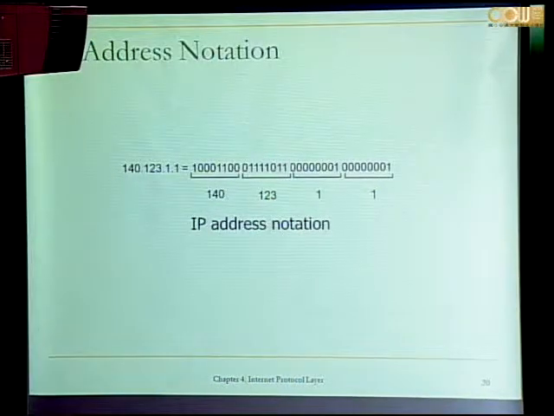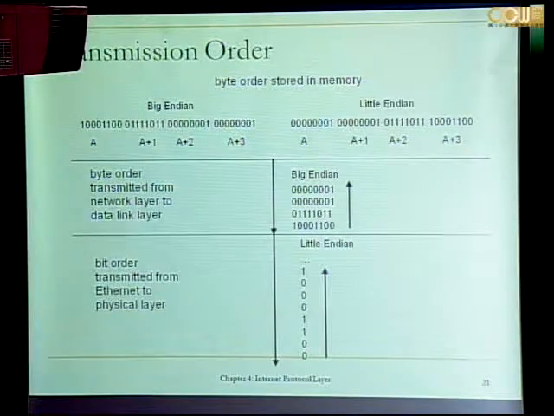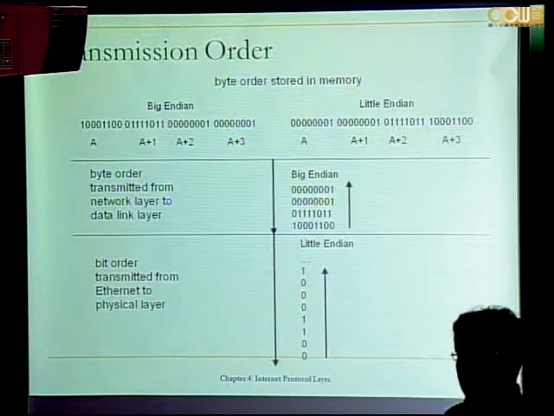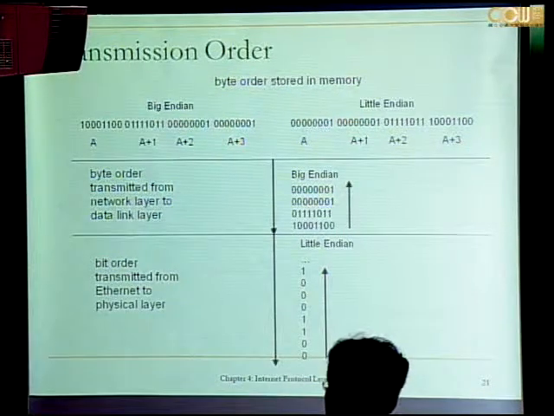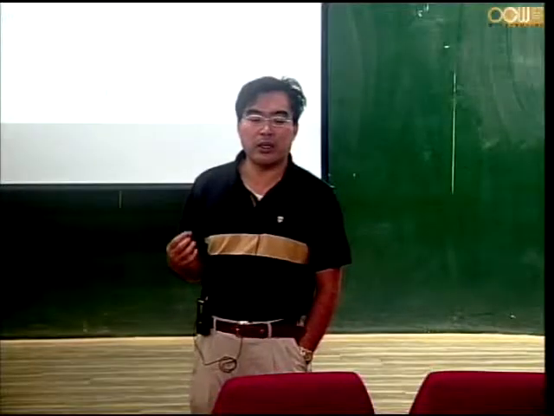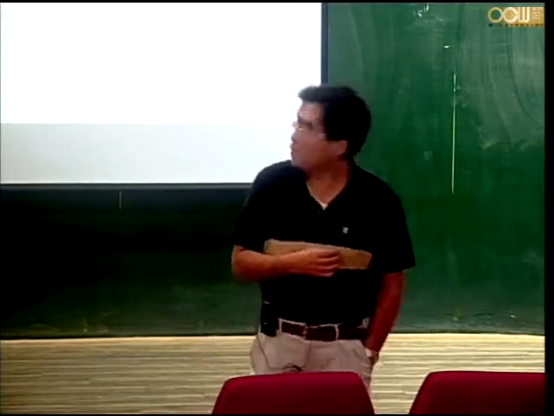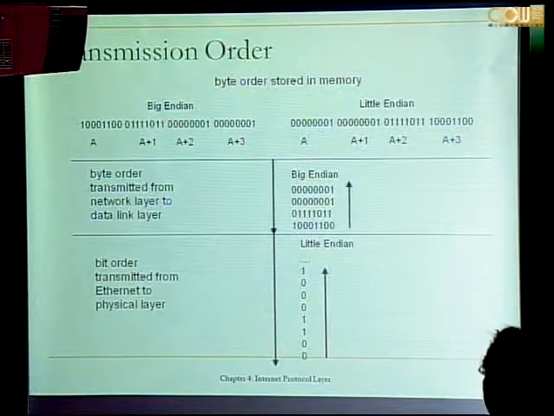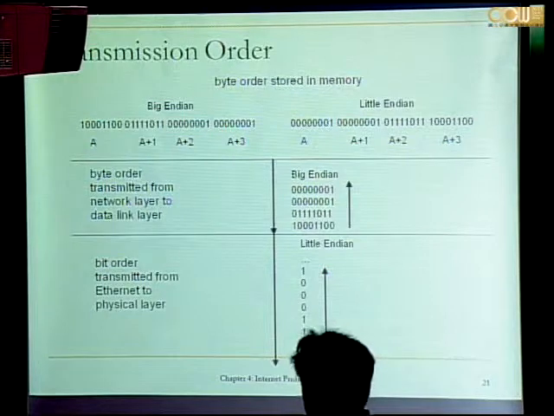Okay, so here is the IP address notation. We also explained that because this IP address is 4-byte data, multiple-byte data, you need to be careful about the order in which the bytes are stored in memory and the order in which they are transmitted. It could be big endian or little endian. So the 4-byte IP address stored in a big endian machine will be stored in a way like this.